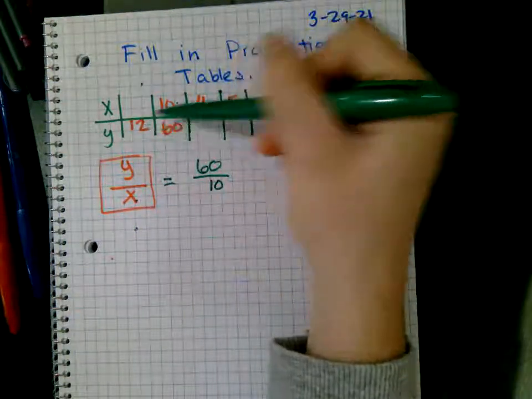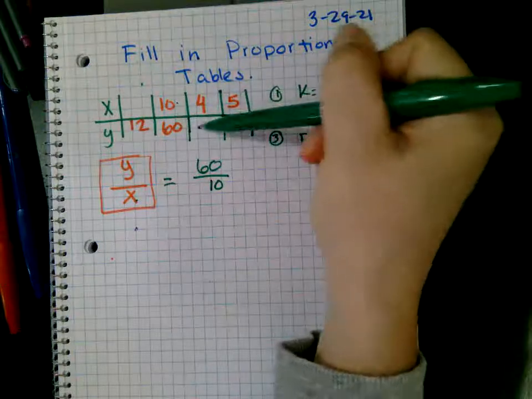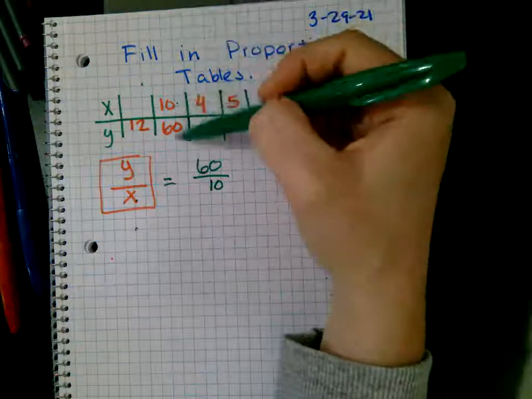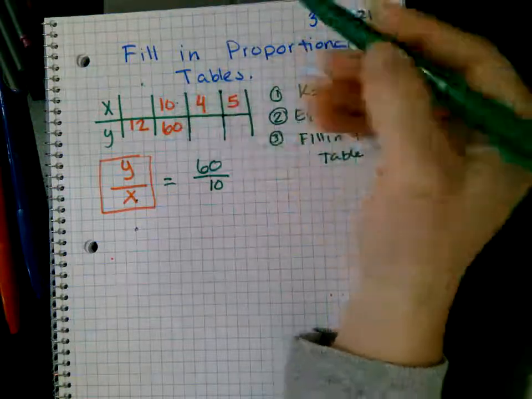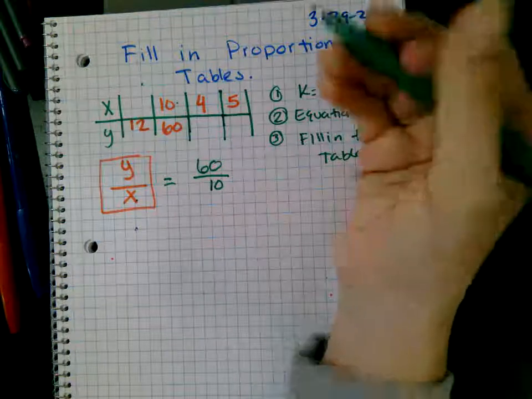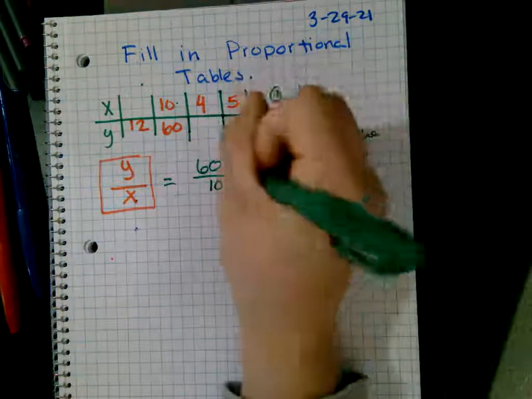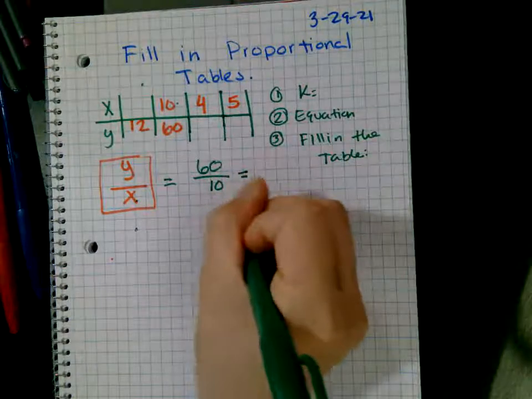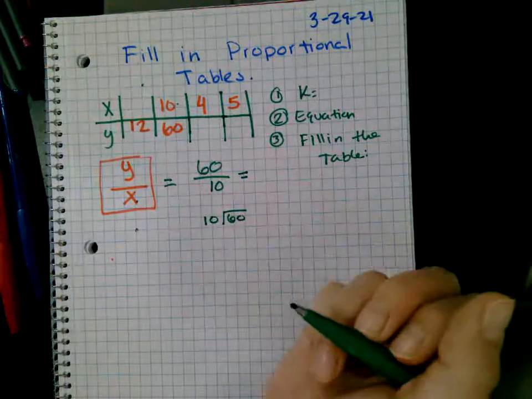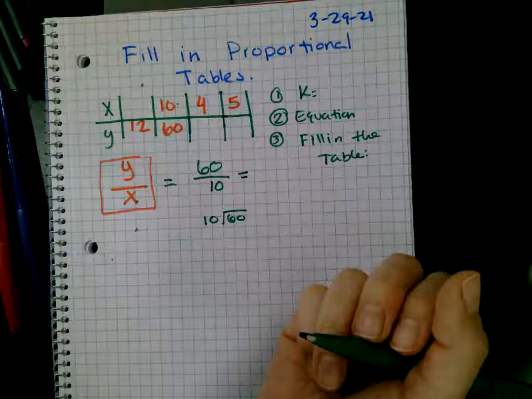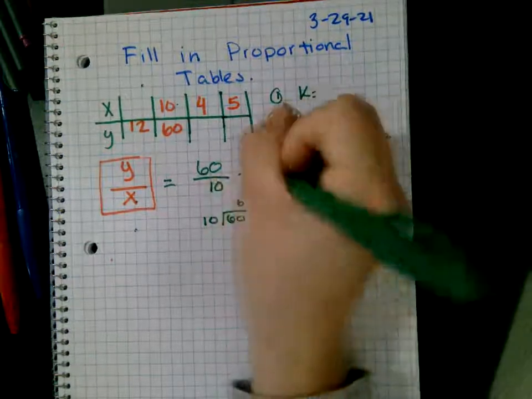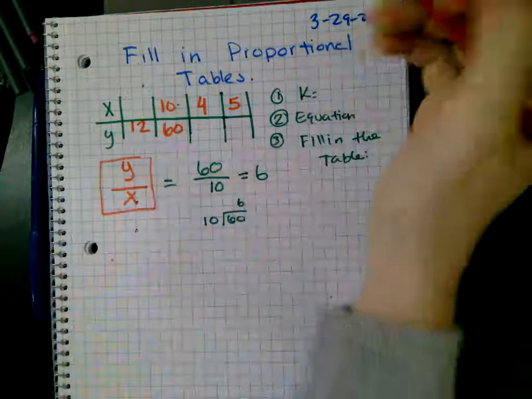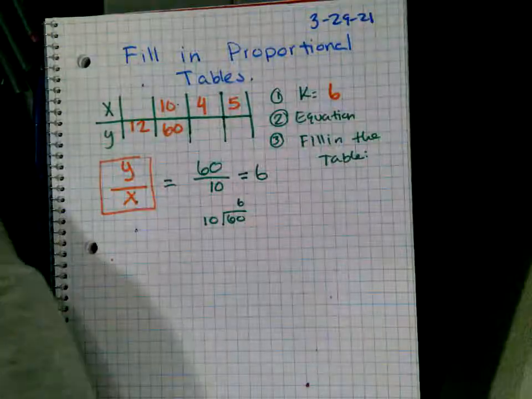I'm not going to use these two numbers because they're missing parts. I don't know what the combo is. So I'm going to use the one that they gave us, the pair, to figure out my constant of proportionality. So I have 60 divided by 10. Does anybody know what 60 divided by 10 is? What is 60 divided by 10? What is it? 6. 6. Good. So guess what? That right there, ladies and gentlemen, is your K, 6.